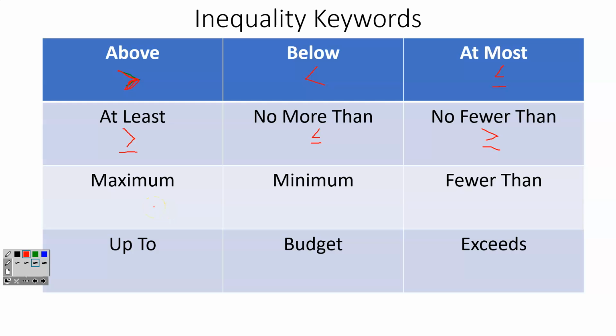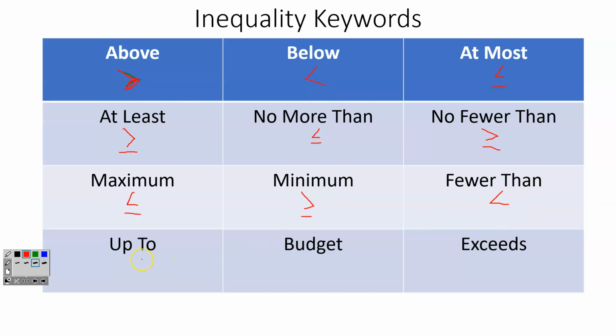Maximum, that means that's it. If I can have a maximum of 100 people in a stadium right now, then I can have 100 or fewer, but I can't go any higher than that. So that's going to be a less than or equal to. Minimum will be a greater than or equal to.